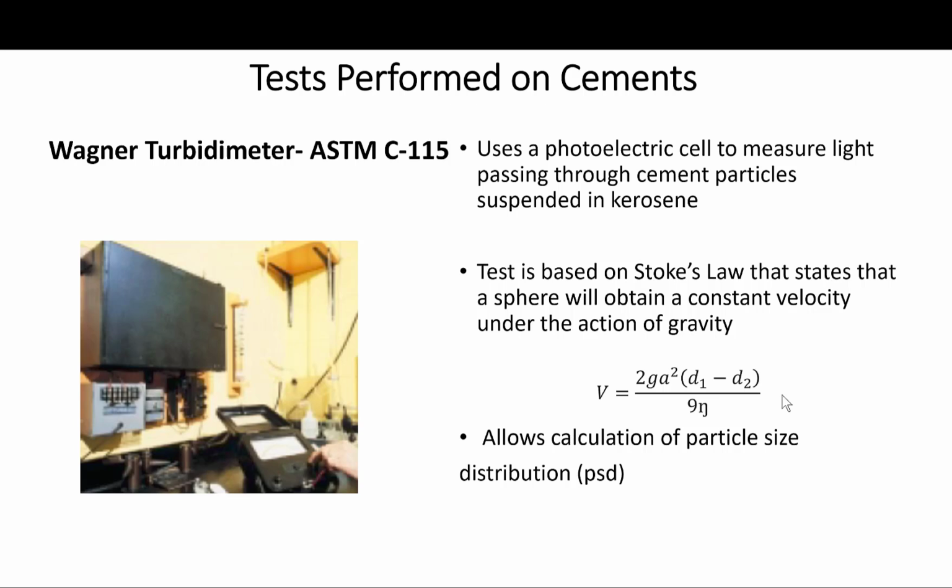Where g is the acceleration due to gravity, a is the radius of the sphere, d1 is the density of the sphere, d2 the density of the viscous medium, and eta, this Greek symbol, is the viscosity. So readings are taken at given times and heights below the surface of the kerosene. From these data, a specific surface area and a particle size distribution can be obtained.